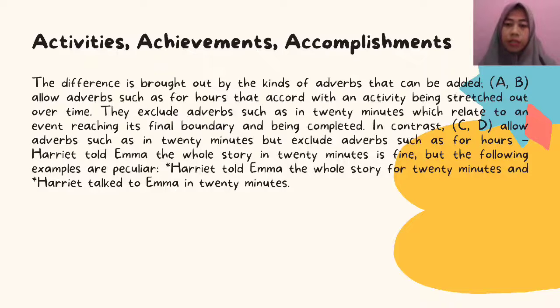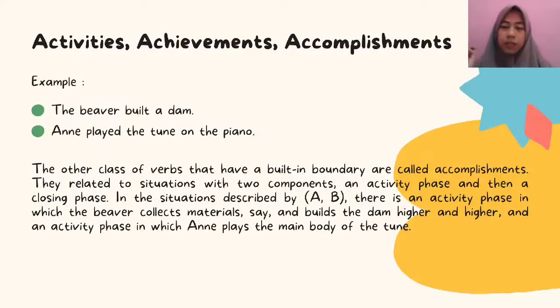In contrast, C and D allow adverbs such as in 20 minutes but exclude adverbs such as for hours. Harriet told Emma the full story in 20 minutes, it's fine. But the following examples are peculiar: Harriet told Emma the full story for 20 minutes, and Harriet talked to Emma in 20 minutes. The other examples are A, the beaver built a dam, and B, Annie played the tune on the piano.